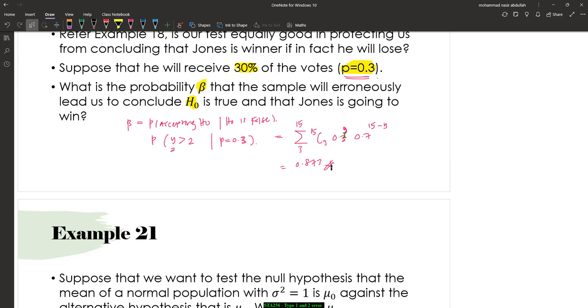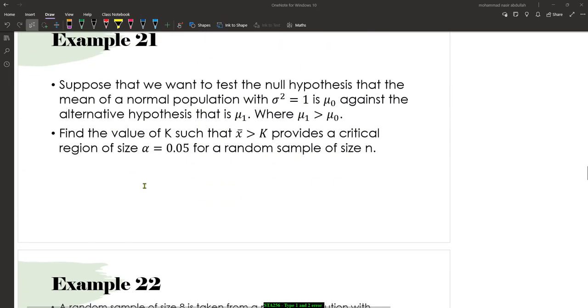Okay? Boleh? Right, good. So let's move to example number 21.